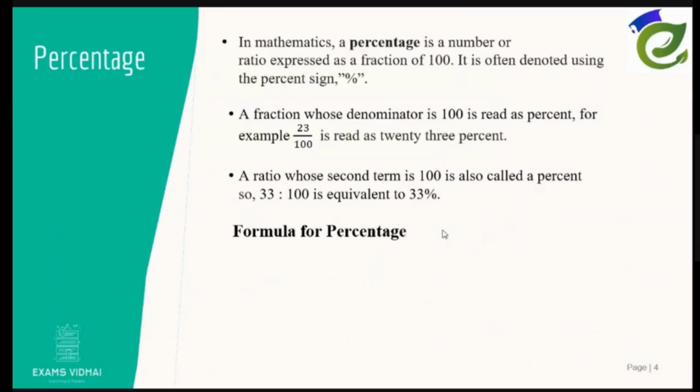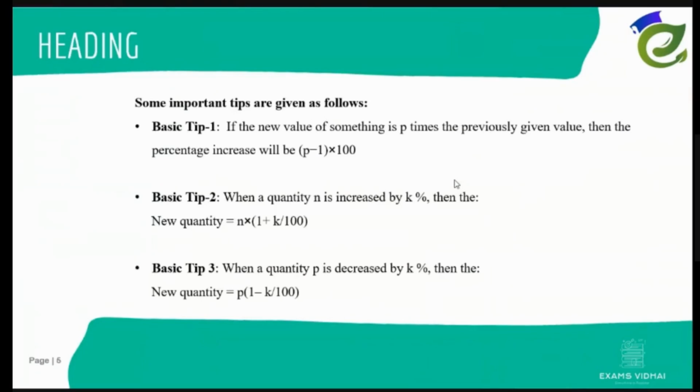Formula for percentage. To calculate P% of Q, we use the following formula: P by 100 into Q. Here are some important tips. First one, if the value of something is P times the previously given value, then the percentage increase will be (P minus 1) into 100. Second one, when a quantity n is increased by k%, then the new quantity will be n into (1 plus k by 100). Third one, when a quantity p is decreased by k%, then the new quantity will be p into (1 minus k by 100).